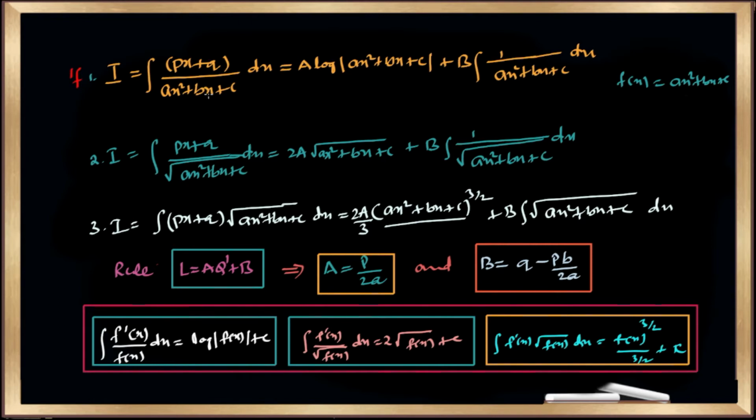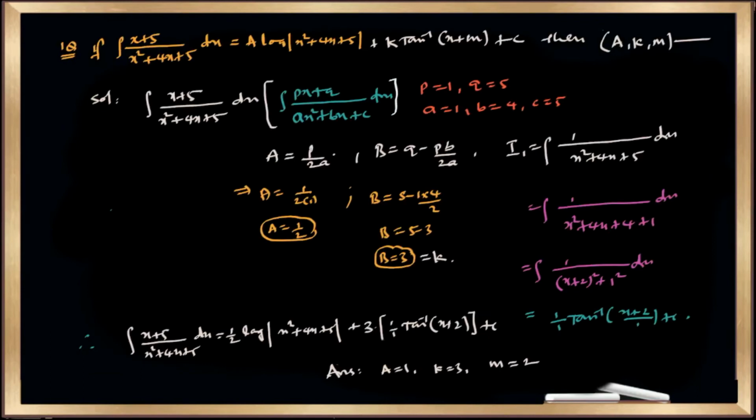Let's discuss few problems of each type. Our first question is, if integral of (x + 5) by (x² + 4x + 5) dx equals a logarithm of (x² + 4x + 5) plus k times tan inverse of (x + m) plus c, then find the values of a, k, m. A means actually a only, and k means we have to find the value of b with standard form.